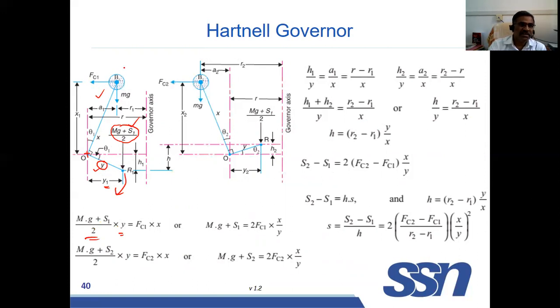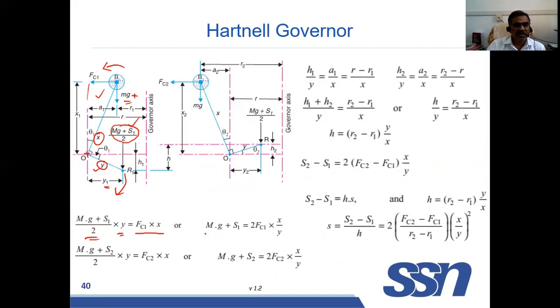This will create a clockwise couple. The F1 will create a counterclockwise couple, but as compared to FC1 and mg and S1, this will be very, very less, so this is not taken for consideration. So FC2 will create a counterclockwise moment, and this will create a clockwise moment. Both will be equal. So this is FC1 into the perpendicular distance X we are taking. So FC1 into X is equal to (mg plus S1 by 2) into Y.